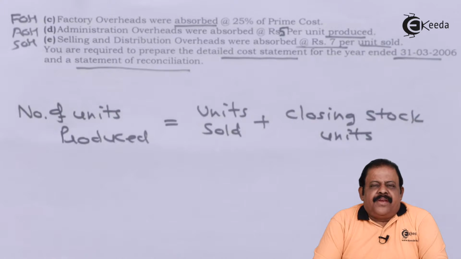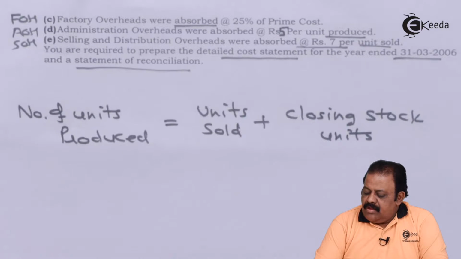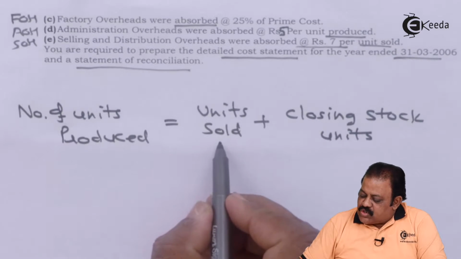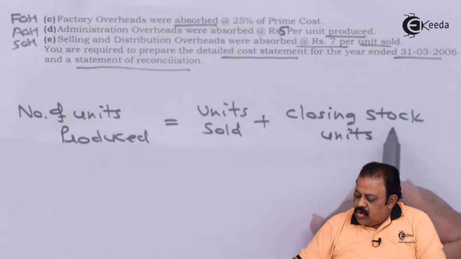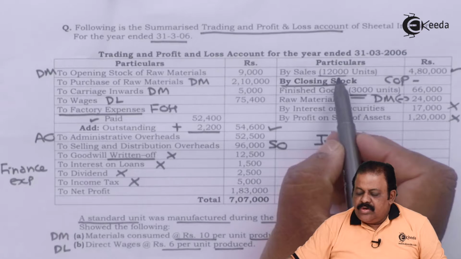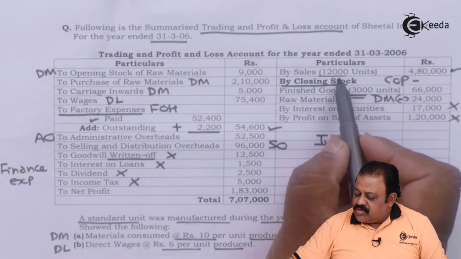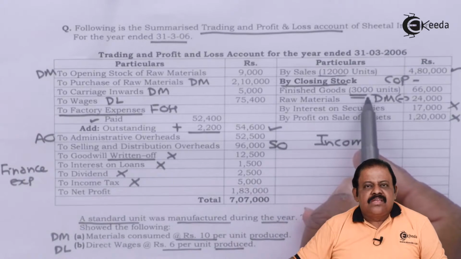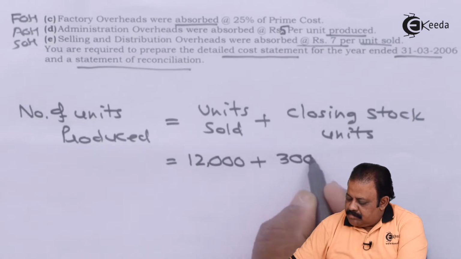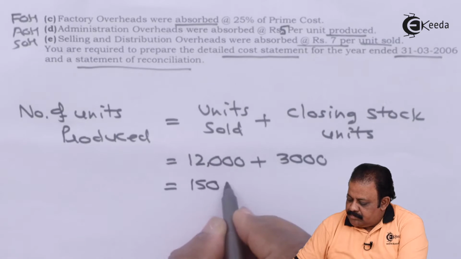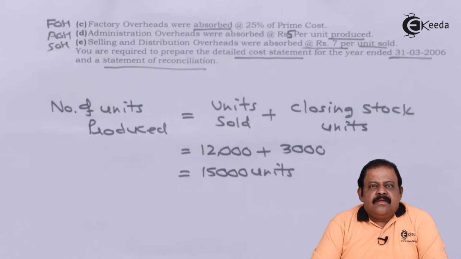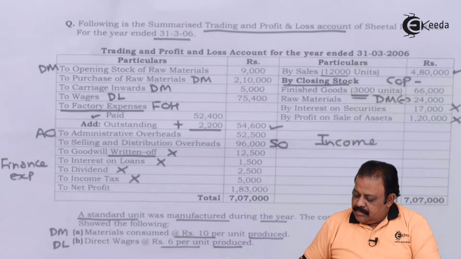There is no opening stock of finished goods units. So the number of units produced we can calculate by the summation of units sold plus closing stock of finished goods units. Units sold is given here as 12,000 units and closing stock is 3,000 units. So the number of units produced is 15,000 units.